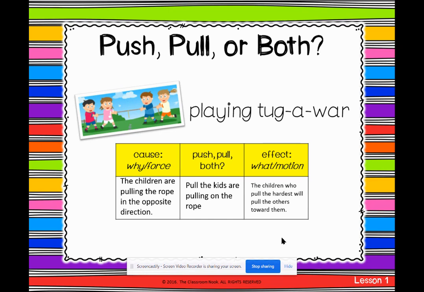Well, the children who pull the rope hardest will pull the others towards them. That's what happens. You pull on the rope. Whoever is stronger is going to pull their opponents towards them. So if you got anywhere near these answers, good job.